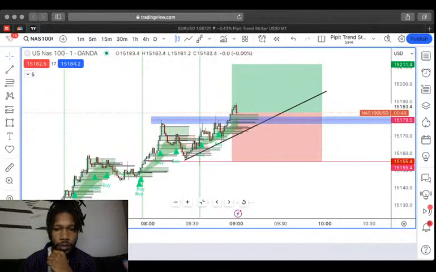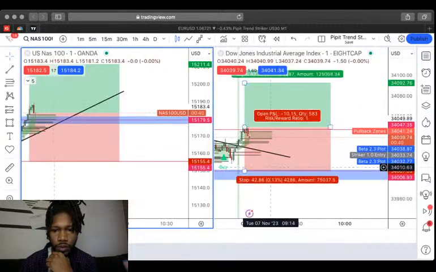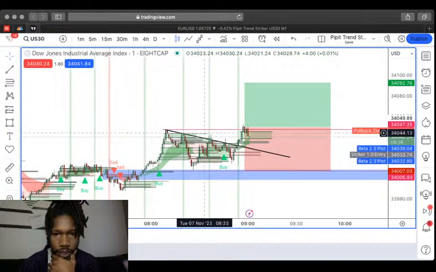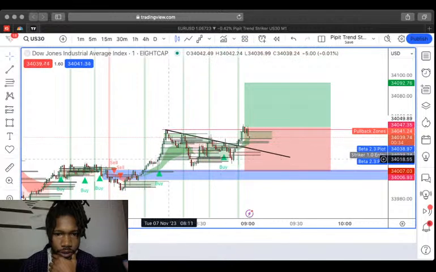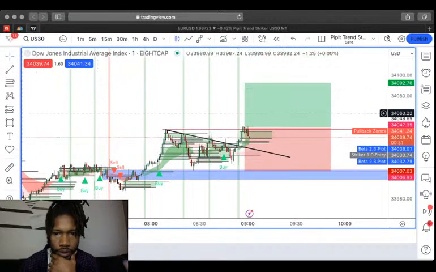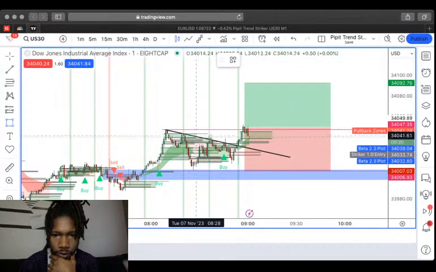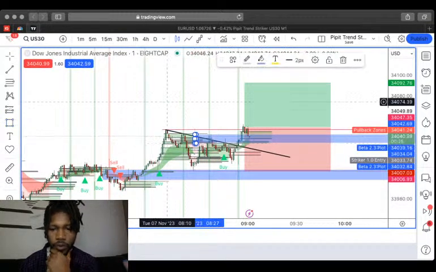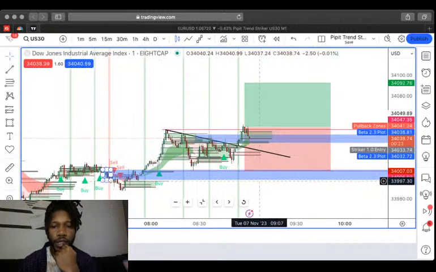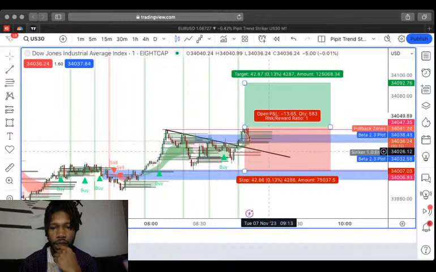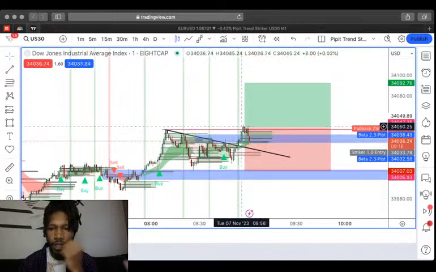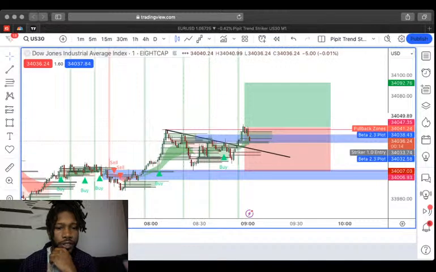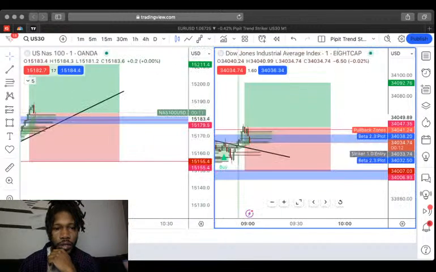For US 30, let's see, do we have any supportive zones? Yeah, we have some wicks right here in this area, exactly where I want price to actually hold. So I'm just going to mark off these wicks. Boom. And we need price to stay above this trend line. I'm guessing it's a break, retest, and continuation. Alright, so we're just being patient, letting these moves play out.